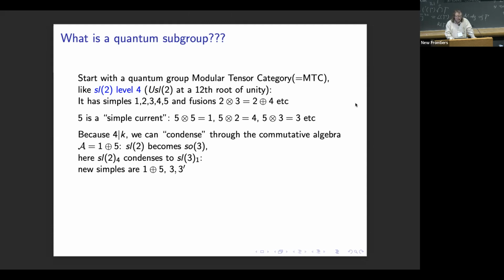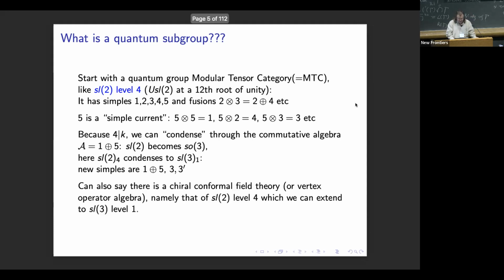And so when you condense, you get a new modular tensor category. The new simples, the new anyons, when you restrict down to the original category, SL2 level 4, are 1 plus 5. So this will be the tensor unit in the new tensor category, 3 and 3 prime. Because the simple current fixes 3, 5 times 3 equals 3, that's a fixed point and it splits. And when it's not a fixed point, you get a sum over the orbit. So this is a baby example of condensation, a baby example of a quantum subgroup.